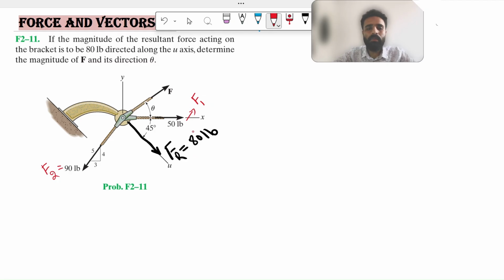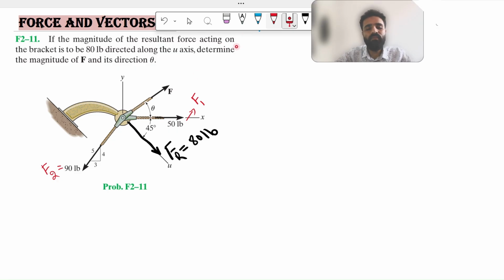I will be starting the determination of the rectangular components for F1. Then I will go to F2, then Fr, and then I will be finding the Fx and Fy to get the magnitude of F. So I will be solving for F1. F1 is directly acting along the x-axis, so it means that it doesn't have any y component.